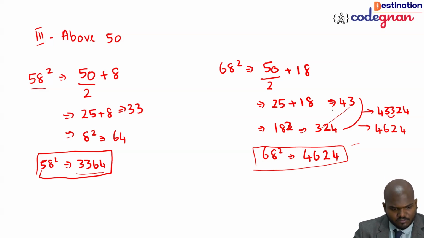Going on to the next type, called below 50. Can anyone say some number? Okay, I'll take my number.